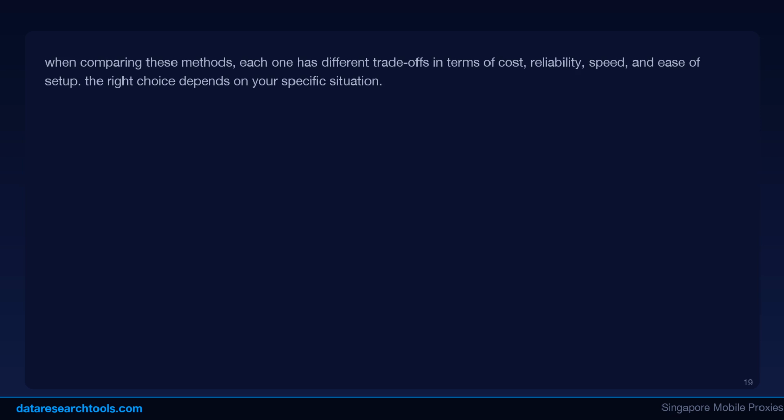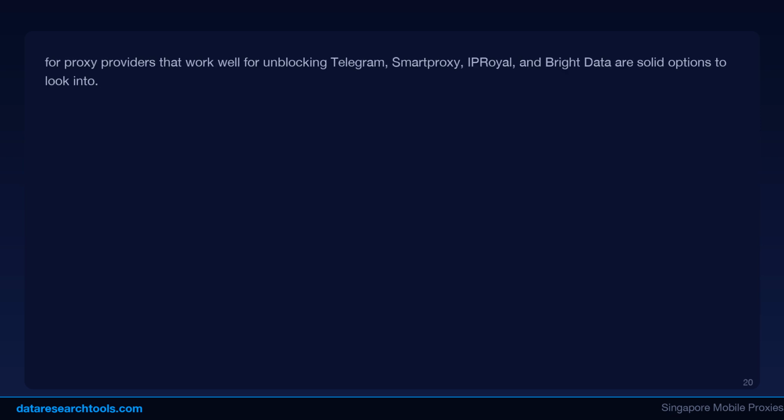Open network settings on your device. Change DNS to a public DNS. For Google DNS, use 8.8.8.8 and 8.8.4.4. For Cloudflare DNS, use 1.1.1.1 and 1.0.0.1. For Quad9, use 9.9.9.9. Save settings and try accessing Telegram.